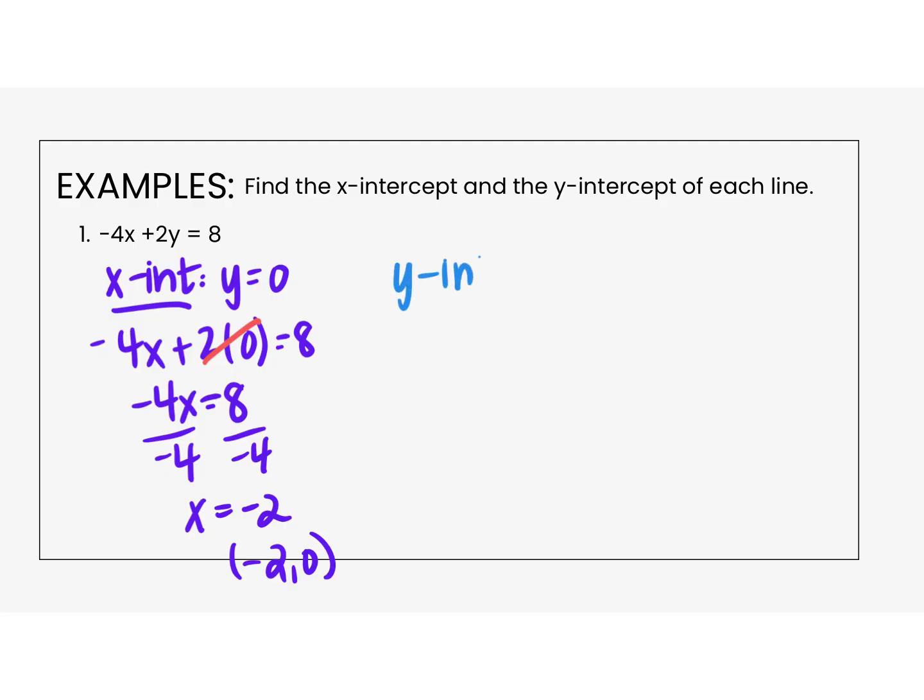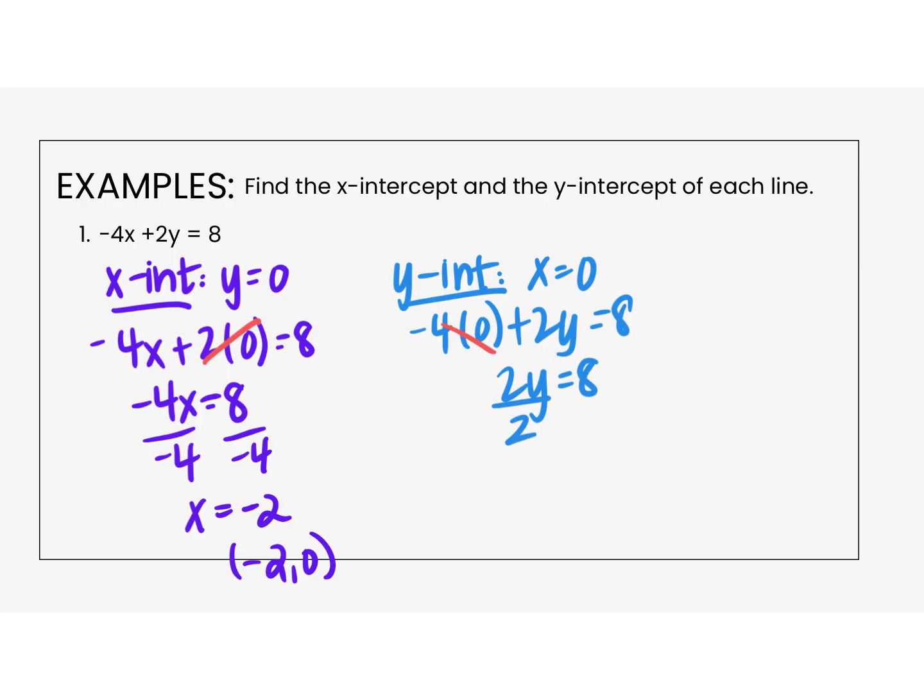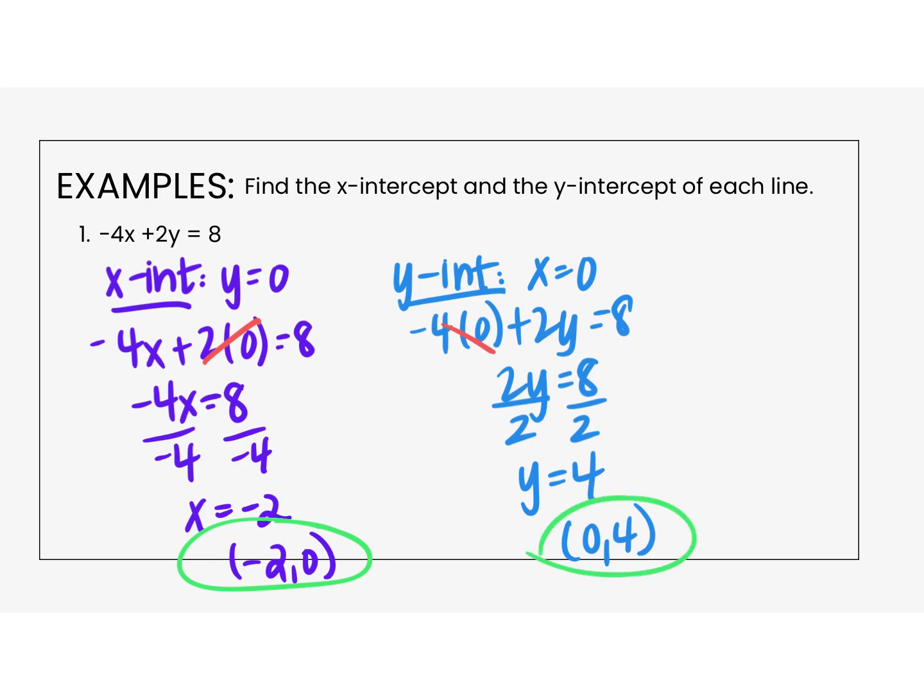Okay, let's look at the y-intercept. And so in this situation, we're going to make x equal 0. So I get, let me backtrack, negative 4 times 0 plus 2y equals 8. Again, anything times 0 is 0, so we don't have to worry about that. So I get 2y equals 8. Divide both sides by 2. Y equals 4. But again, we're writing that as an ordered pair. So if x equals 0 and y equals 4, that is my point 0, 4. So here's my x-intercept, here's my y-intercept. That's what we would graph if we were going to graph this line.